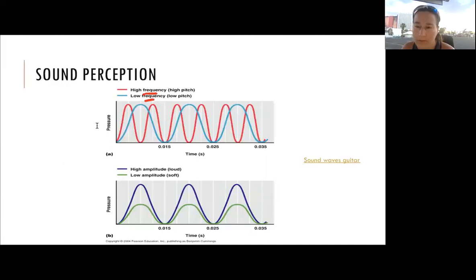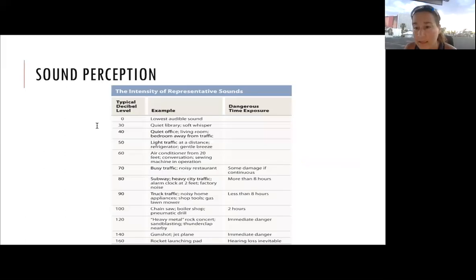Where are those wave crests? Are they far away, or are they close together? That's your frequency. If they're really close together, you're going to have a high frequency or a high pitch, a squeaky sound. If you have a low frequency, those are spaced far apart, and you get really low sounds. So a low pitch. So it's all about the wavelength. Amplitude is how loud I'm talking, or am I talking really quiet? That's amplitude.